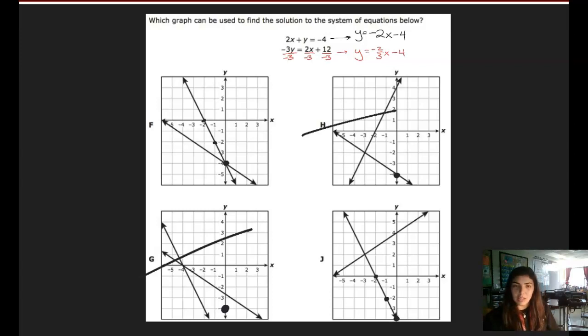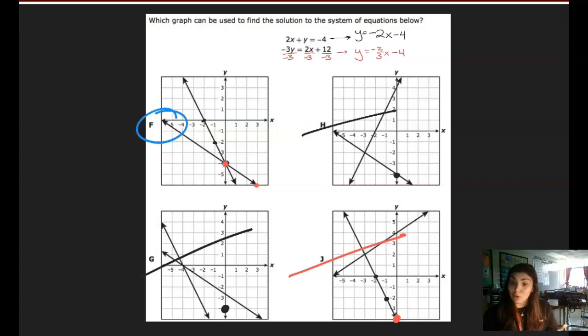Now we look at the second one. Again, we need it to cross at -4. The other line does cross at -4 here and has a slope of -2/3, so it goes down 2 and over 3. That looks pretty good. This one does not cross at -4, which means that our answer choice is letter F. It's the only one that graphed those two lines that we solved for y and plotted.